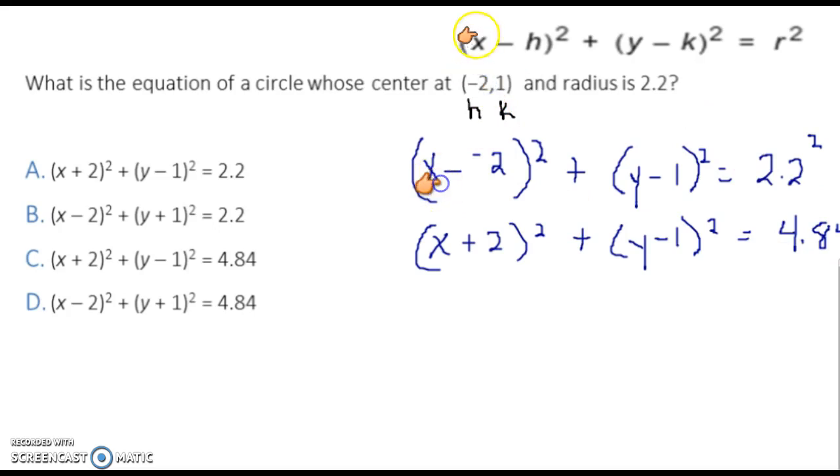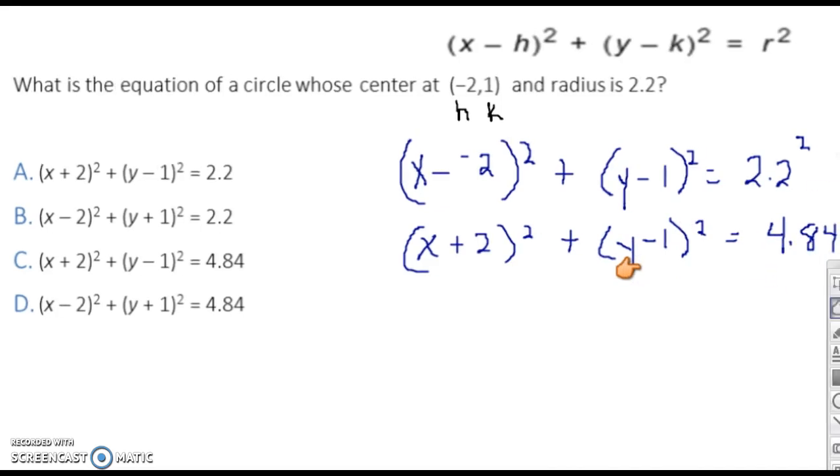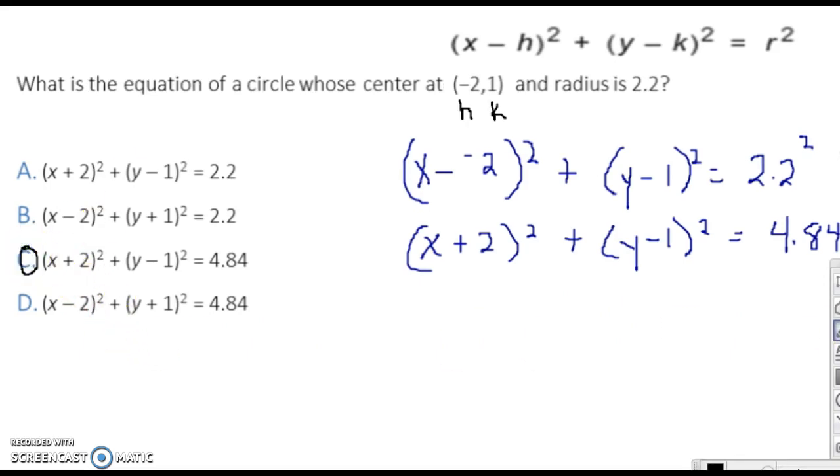Notice I'm going to put it in this format: x minus our h value, which is -2, squared, plus y minus our k value, which is 1, squared, is equal to the radius squared. Don't forget to square the radius. So two negatives give me a positive, so I've got x plus 2 squared plus y minus 1 squared, and then when I square 2.2, I get 4.84, and so the correct answer here is C.